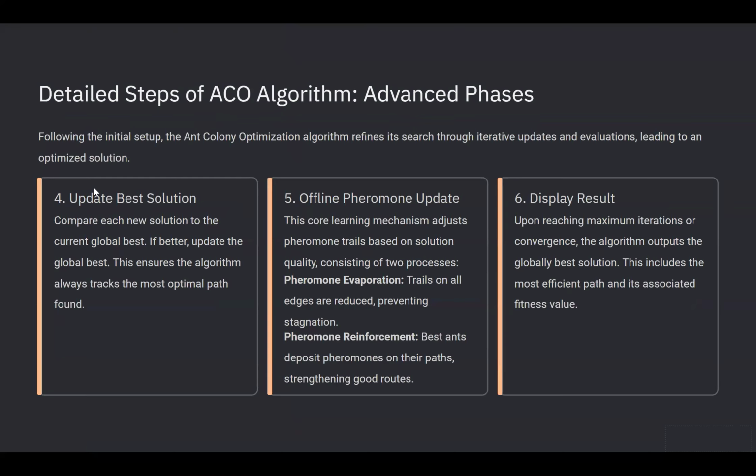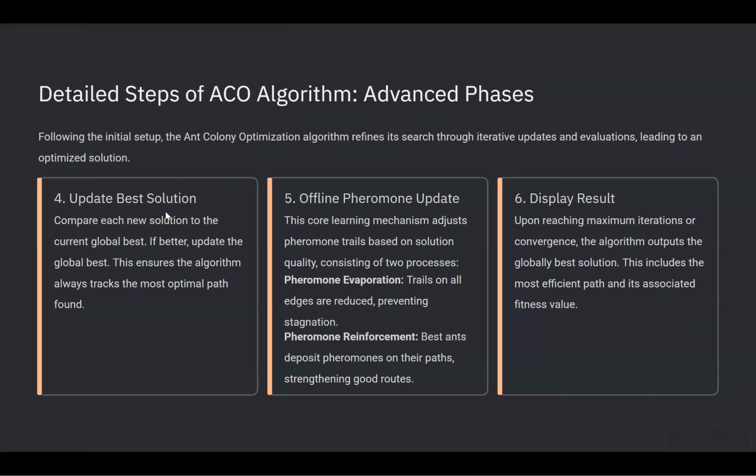Then we have the update best solution step. Here we compare each new solution to the current global best. If better, we update the global best. If not, we leave it as it is. Then offline pheromone update. This core learning mechanism adjusts pheromone trails based on solution quality, consisting of two processes. First is pheromone evaporation and second is pheromone reinforcement.